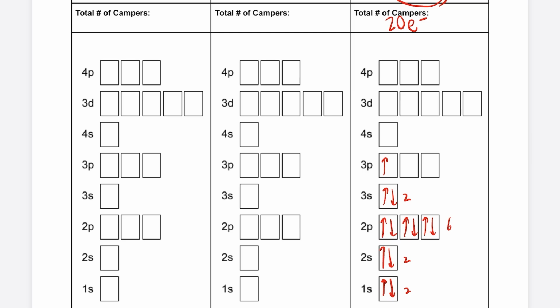Oop. See that, don't make that mistake, right? Don't pair them up yet. Make sure you have one in each cabin. Only then you can pair them up. Okay, so there's 6. Is that it?